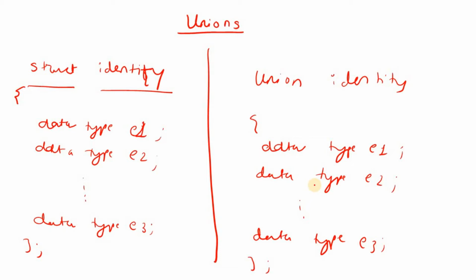Now see the example of structure as well as union. Suppose here we are declaring one structure, struct. Any name you can give, st we are taking. Now inside the structure I am declaring three variables of different data types. For example, one is character, c, second one is short type, s, third one is float type, f. So in total we are declaring three variables.